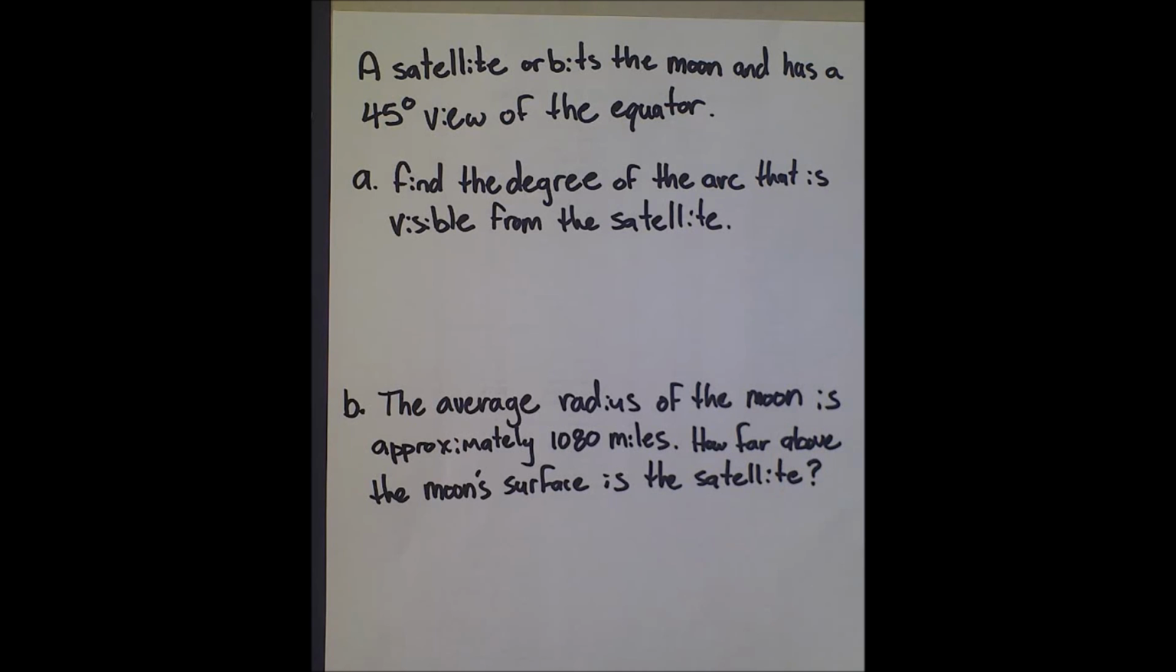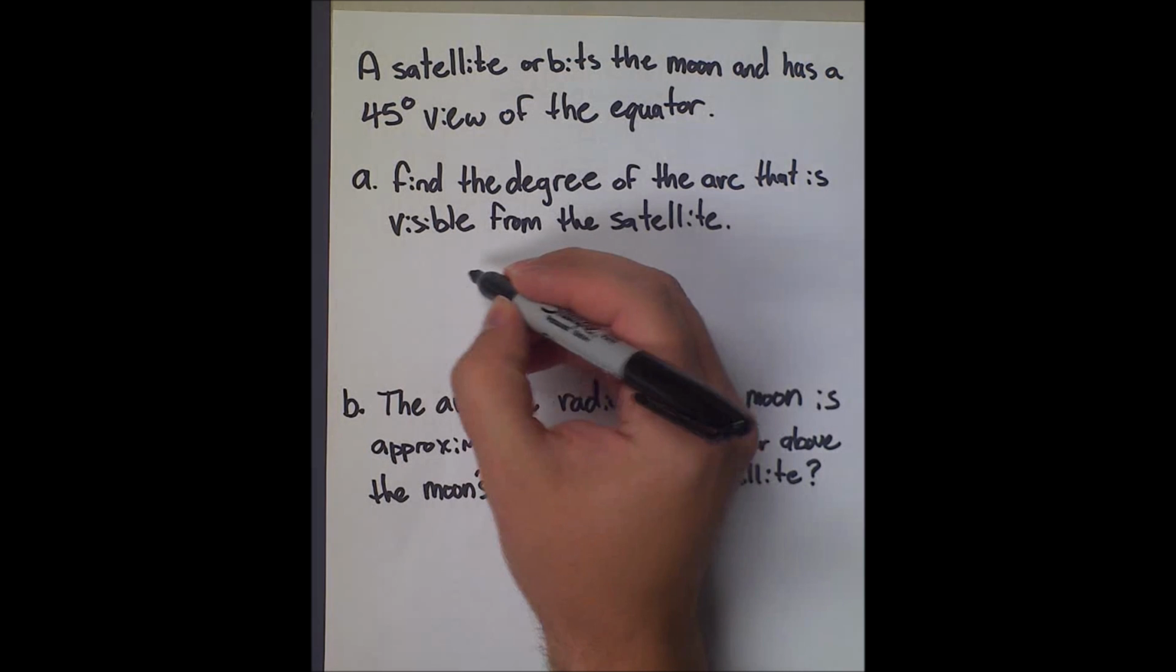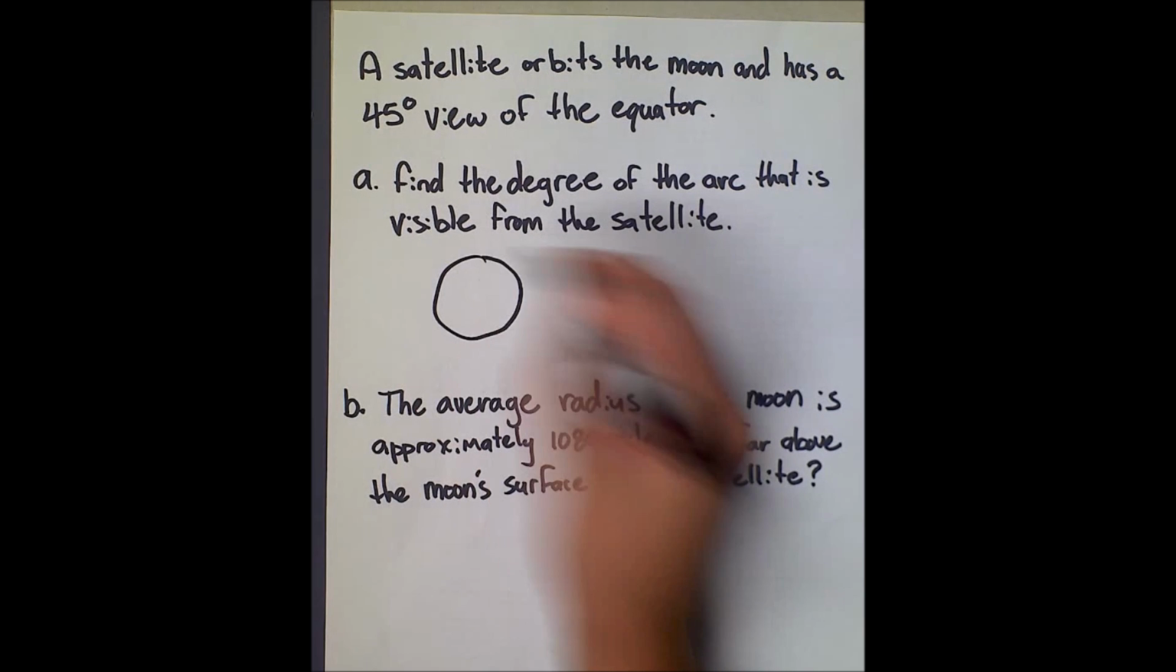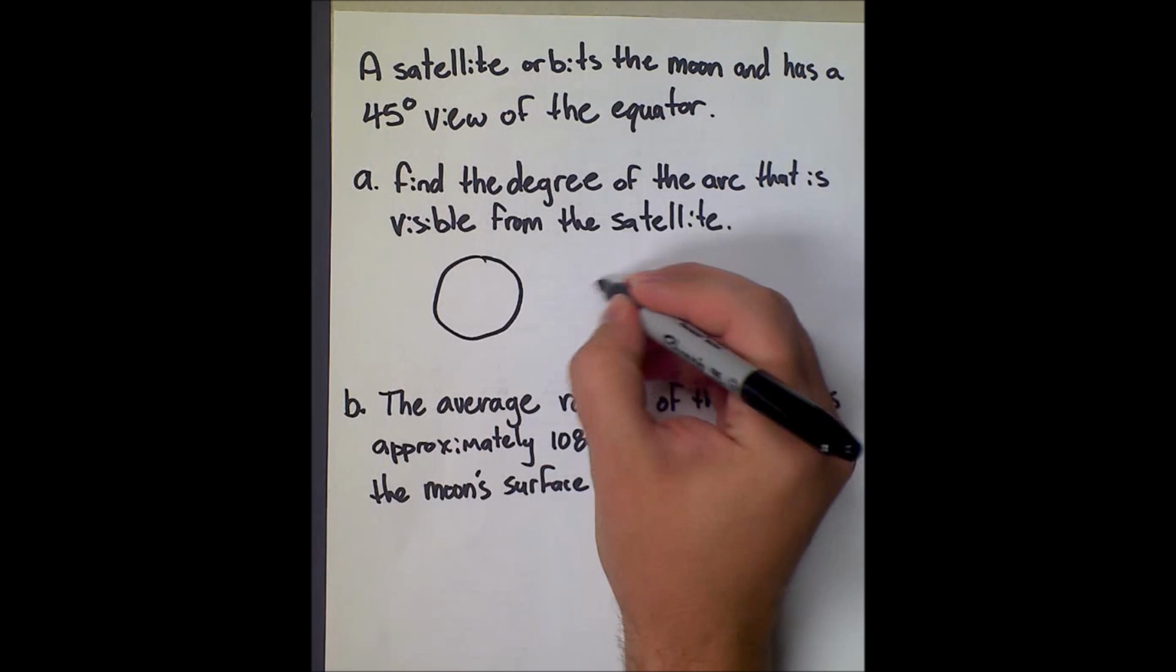This question states, a satellite orbits the moon and has a 45-degree view of the equator. Find the degree of the arc that is visible from the satellite. I'm going to begin by drawing a picture. That's the moon. Satellite is somewhere up here.